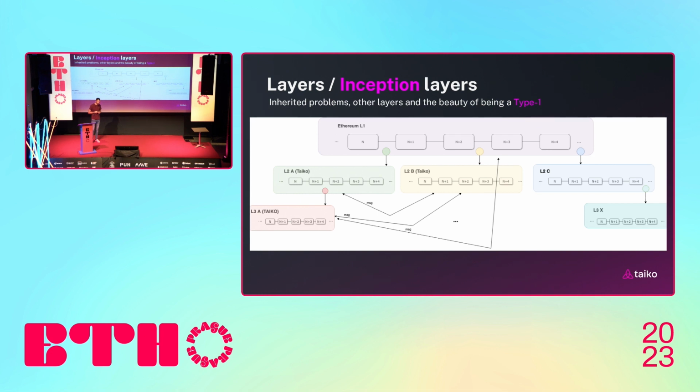Obviously, it's not restricted only to type 1 launching layers within layers, but to do that with other chains that are not Ethereum equivalent, they would have to maintain two concurrent systems, which can be a mess. So this is one reason we think we are in a good position. Layers within layers.